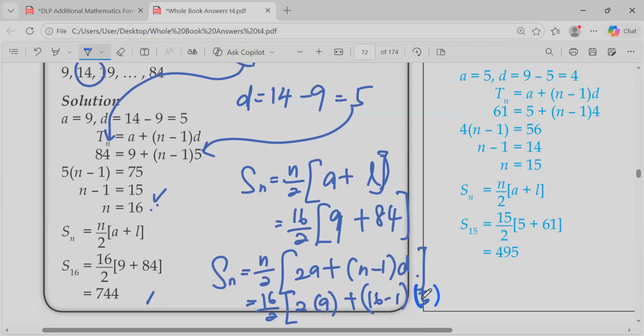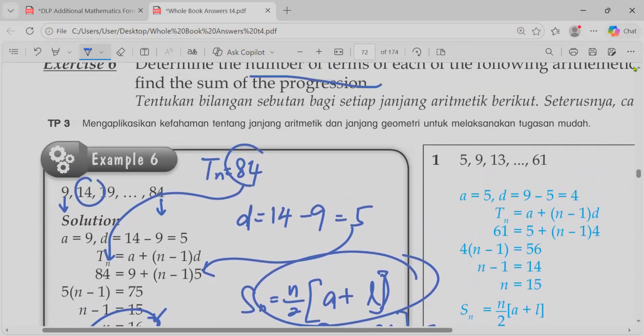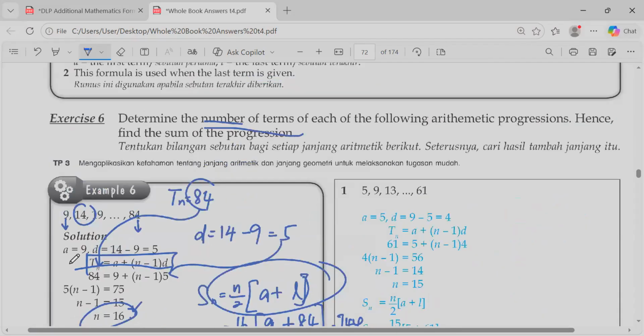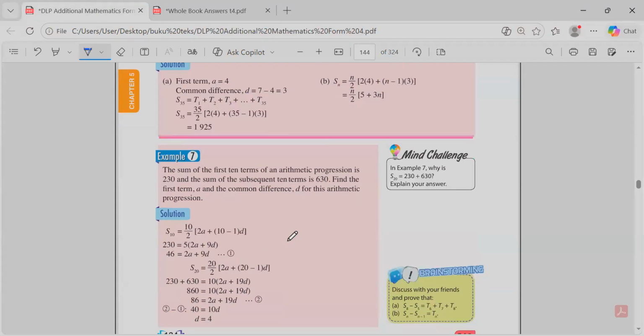You cannot write 15. You have to write 16 minus 1. Okay, so you use the calculator and then you get a similar answer. Okay, this formula can only be used when given the first and the last term and n. When the question asks you to find the number of terms, you have to use this formula. Okay? Next, look at the question.